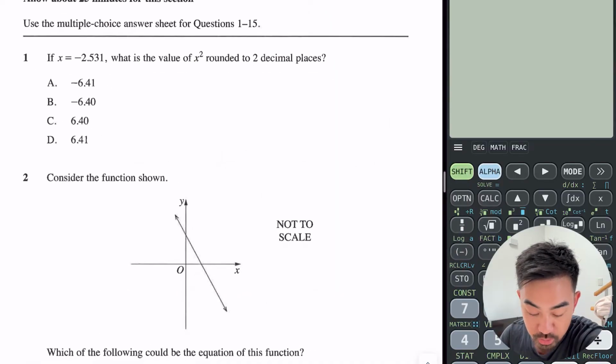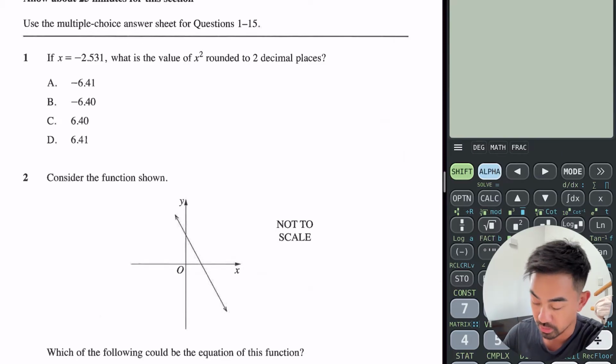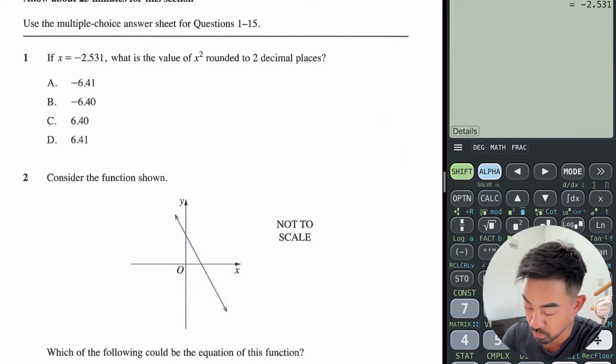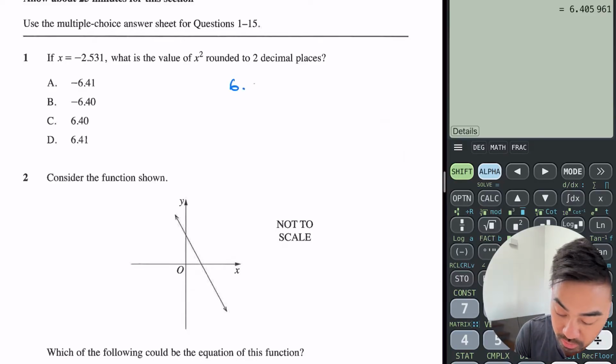All right, question 1. If x is equal to minus 2.531, what is the value of x squared rounded to 2 decimal places? So that's pretty simple. So minus 2.531 all squared is 6.405. So to 2 decimal places, 6.41.